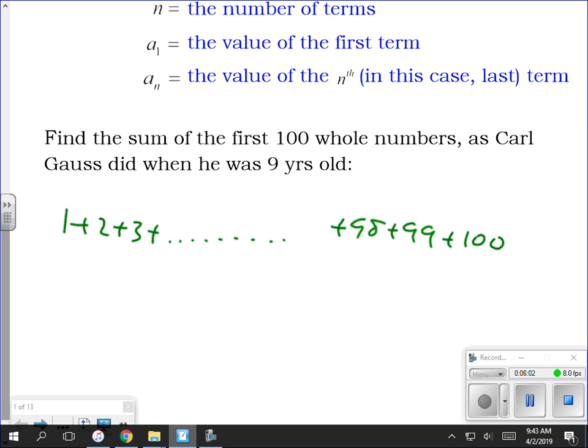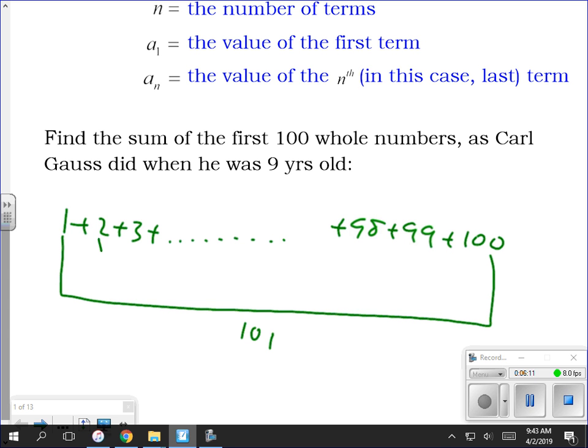He goes, okay, if I take the first number and add it to the last number, I get 101. If I take the second number and add it to the second to the last number, I get 101. If I take the third number plus the third from the end, I get 101. And if I take the fourth number plus the fourth from the end and keep doing that, working my way in, every single pair adds up to 101.